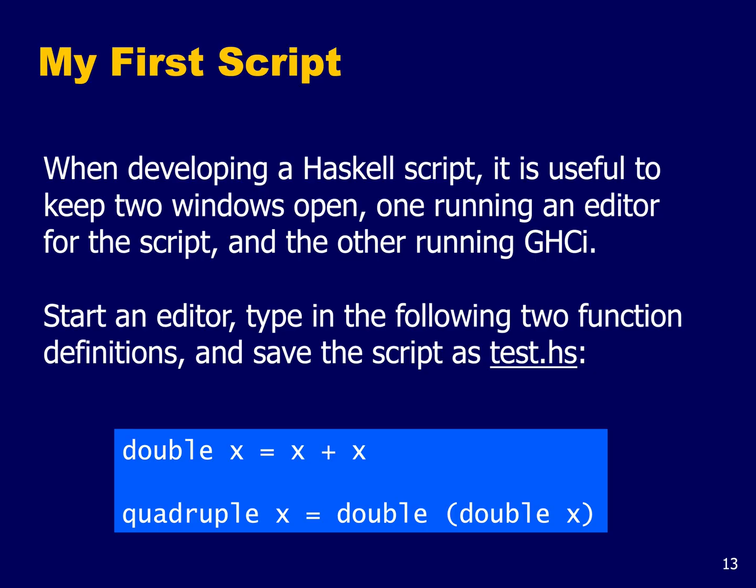So let me talk you through this, and this is something you should try for yourself. When you're developing a Haskell script, it's useful to keep 2 windows open. One running an editor, I tend to use VI or Vim, as you may have seen already, and the other running the GHCI interpreter. So what you should do is start up whatever favorite editor you like, type in the following 2 function definitions, and then save it to a file. Let's call the file test.hs. So we're using the convention that Haskell scripts end with .hs.